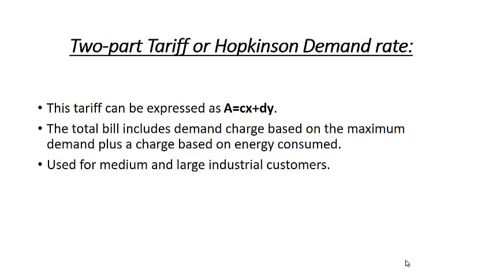So we may have another one, that is a two-part tariff. It is also known as Hopkinson demand rate. In this case, the tariff is expressed as A is equal to Cx plus dy. As you can see in this equation, we have x and y. That means here the maximum demand is also charged as well as the energy consumed is also charged.